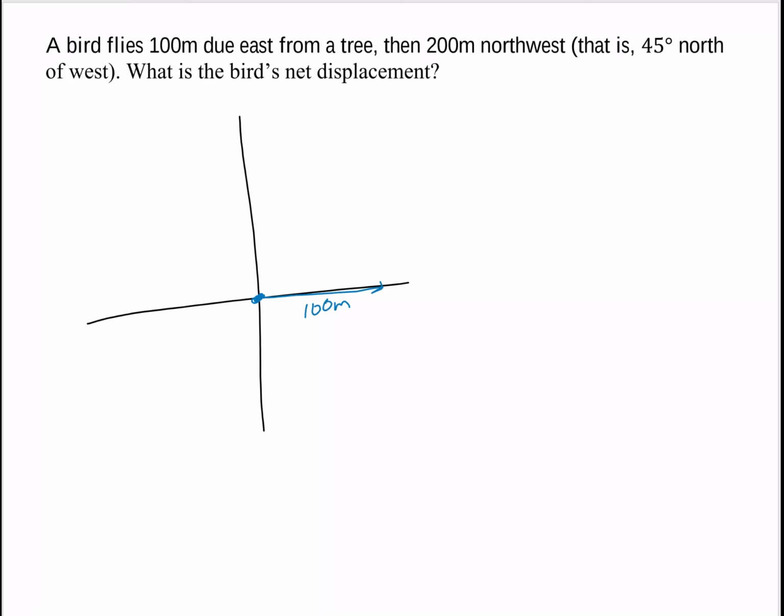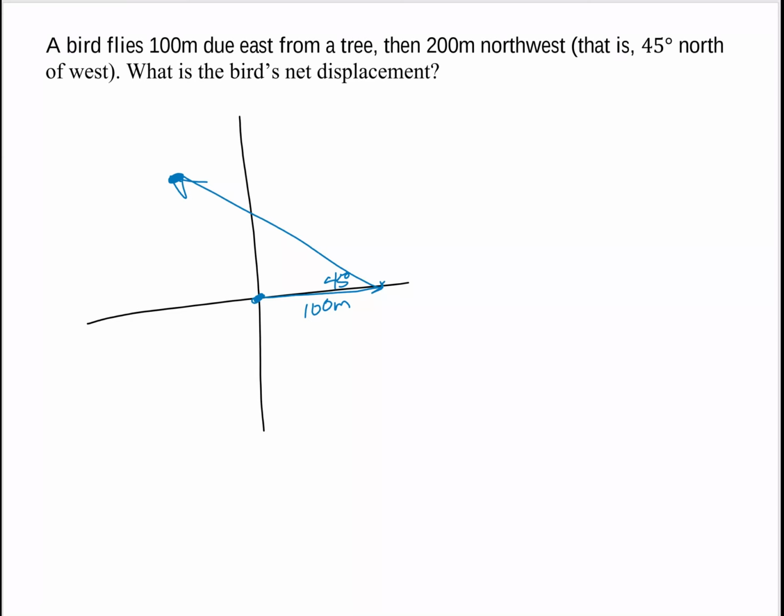Okay, now where does the bird go? 200 meters north of us, 45 degrees. 45-degree angle north of west. So we're going to go back 45-degree angles, 200 meters, right? So something like this. To there. This is a 45-degree angle right here. And we're ending up right there.